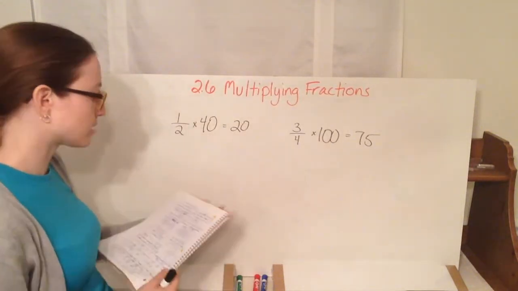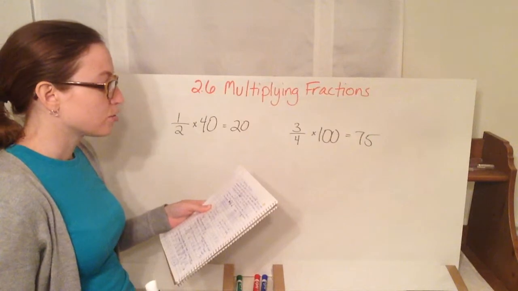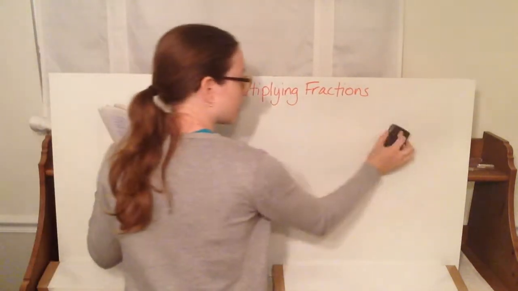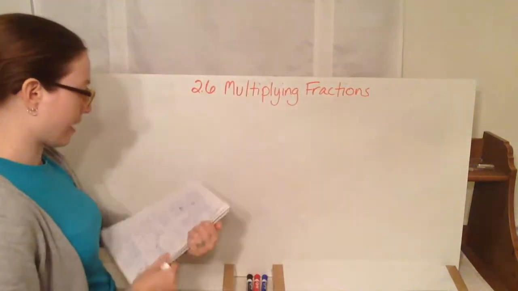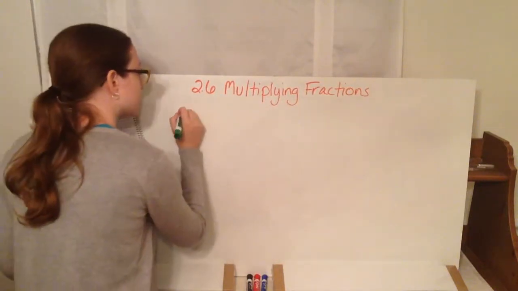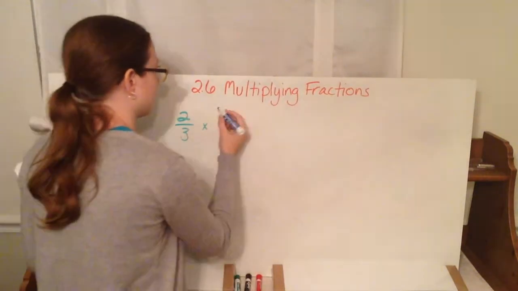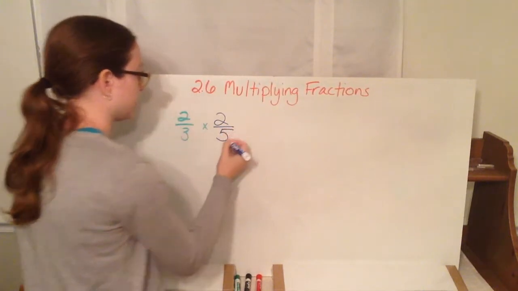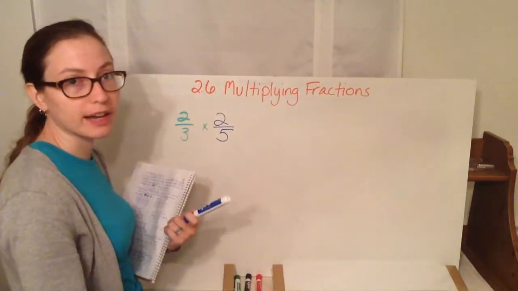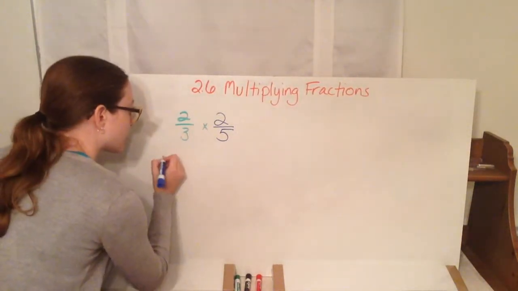Likewise, when we're multiplying fractions, we can think of saying 2/3 of 2/5. I'm going to illustrate this because it can be a little bit confusing. We have 2/3 times 2/5. Just like when I said 1/2 of 40, I started with 40 and then multiplied it by 1/2, I'm going to start with the second piece, 2/5, and illustrate what that would look like.